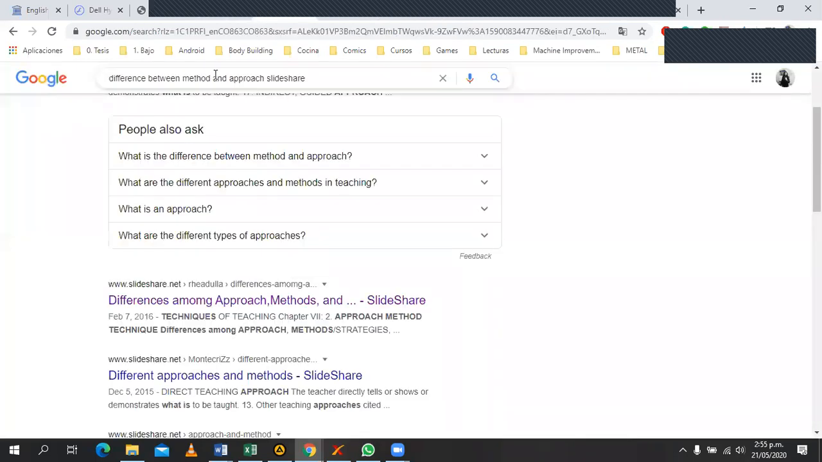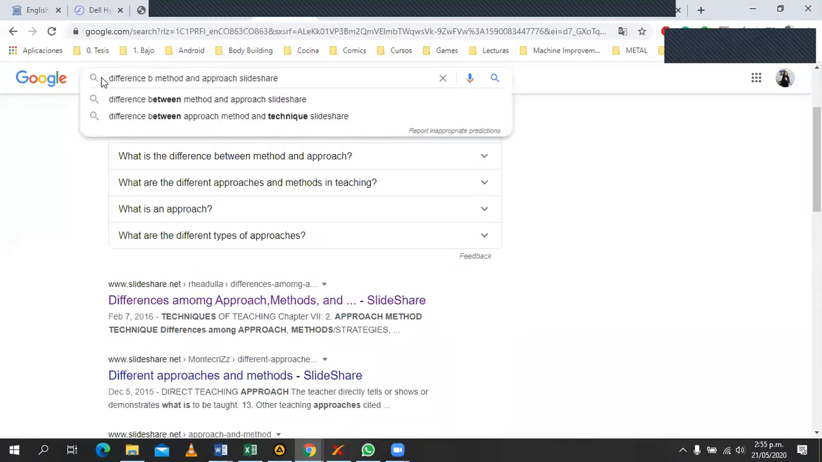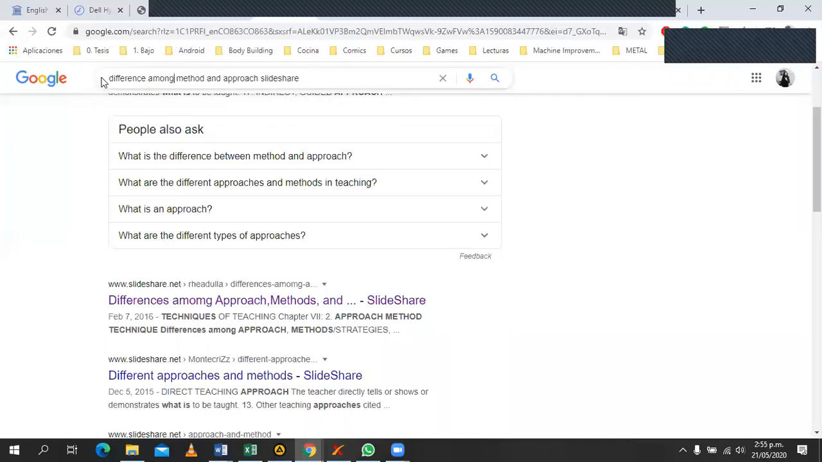Okay. Let's see, for example, here, and I would like you to do that in these 5 minutes, to look at the difference between, in this case, it's going to be among, because it's going to be a lot of things, right? Why? Because I said the theory, but I want you to give me your own perspectives about that, okay? So, among method, approach, and techniques.